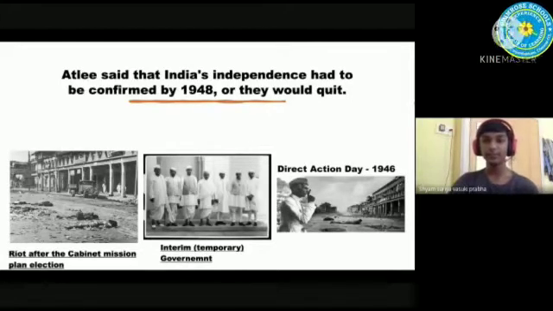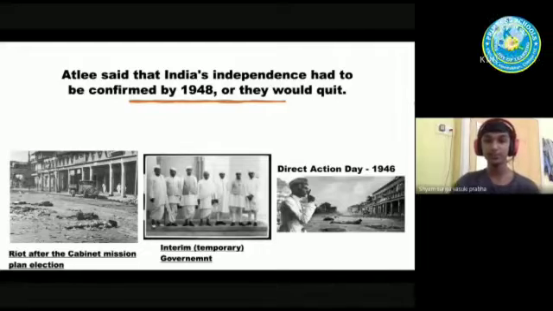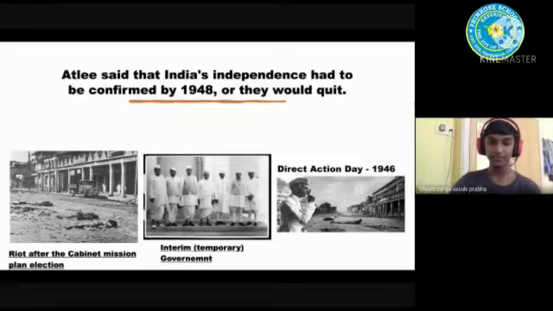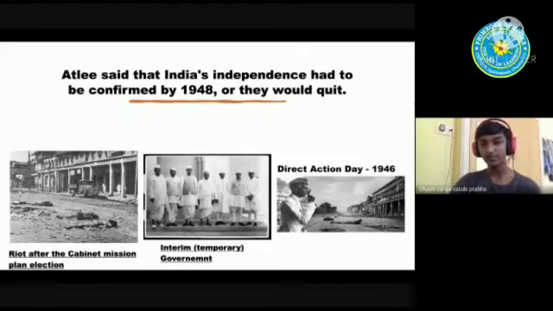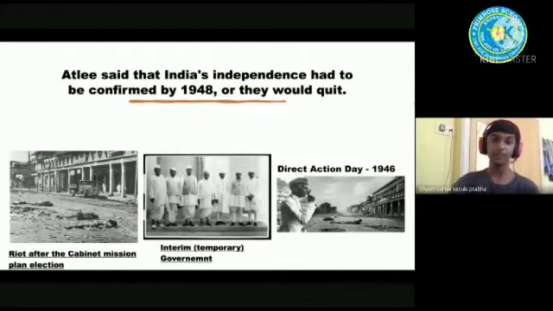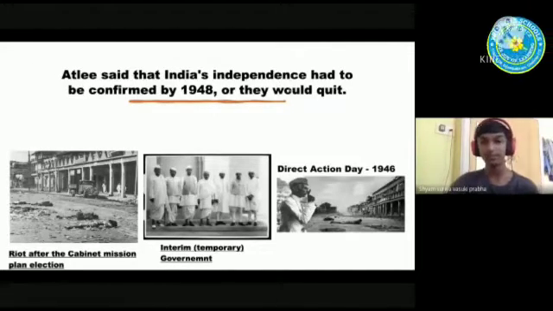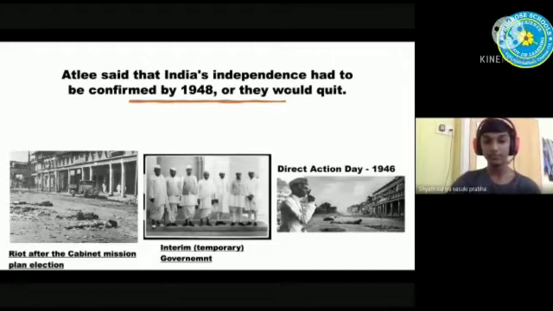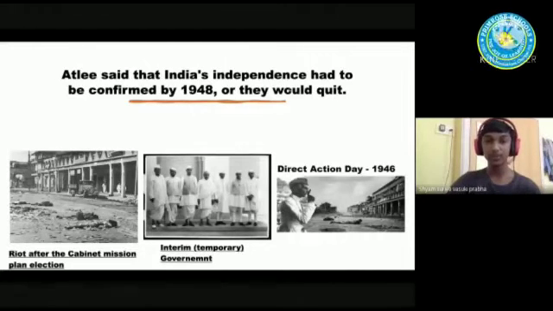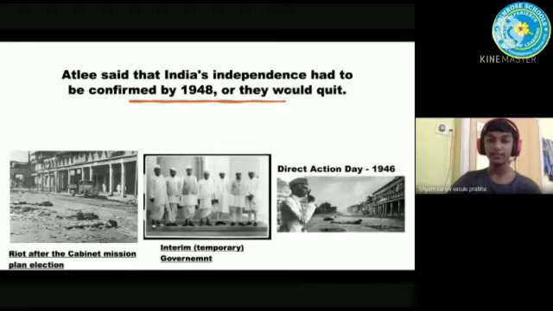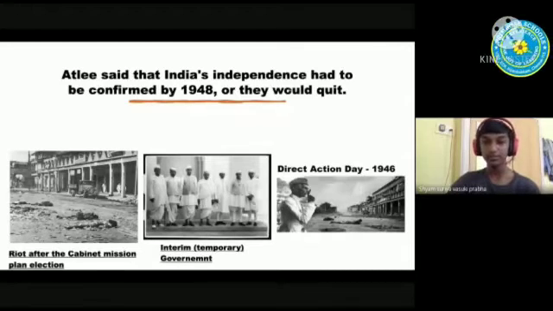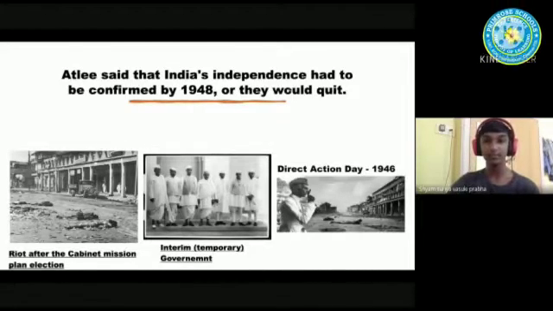Then a voting happened, and after the votes, there was more support for the Congress and less for the Muslim League. Because of that, the Muslim League said no, we don't want to take part in this plan anymore. They withdrew from the plan, and after that, a huge riot occurred after the election. Due to this, they formed an interim government, which is basically a temporary government. It consisted of the viceroy, who invited Nehru, and they also discussed things with the Congress and the Muslim League to lower the rioting down.